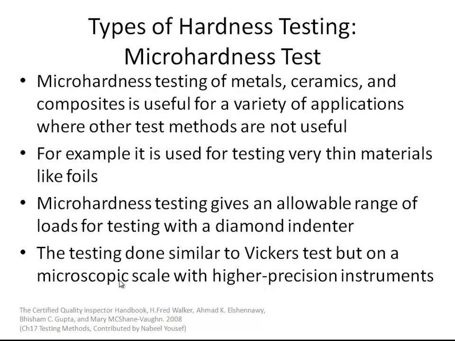We cannot use the Vickers or Rockwell or other types of testing because of the force that will be applied on those surfaces. And since this is a very thin material, this type of testing will be better to use. The MicroHardness testing gives an allowable range of loads for testing with a diamond indenter. The testing is done similar to the Vickers test, but on a microscopic scale with higher precision instruments.